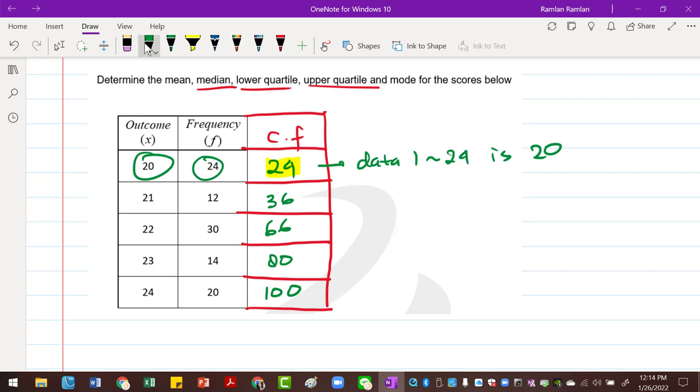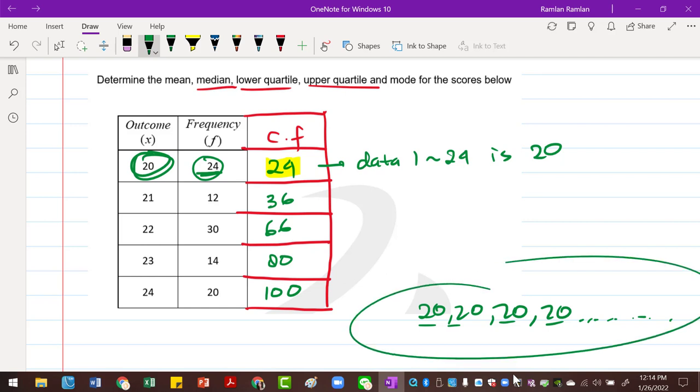Why is it like that? Because if we write this down as singular data without a frequency table, it's going to be 20, and then 20, and then 20, and so on, right? We have 20 as the value of the data, and we have 24 of them, so we would write down 20 twenty-four times. It will take a lot of time, right? So instead of writing it down like this, we write it down like this. That's why it's very helpful if we can make a frequency distribution table.